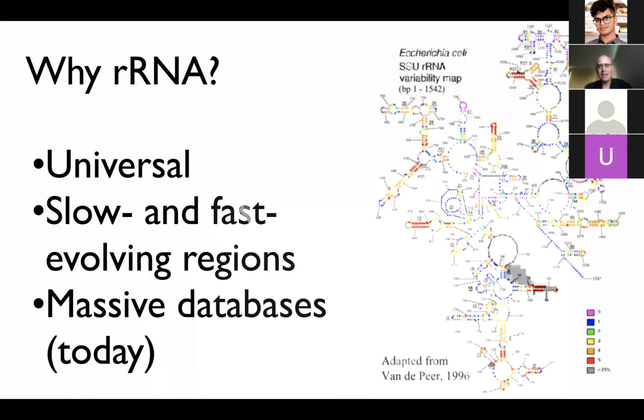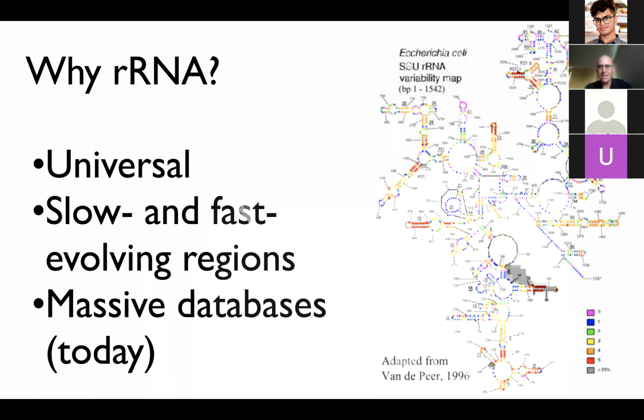And a lot of this is based on ribosomal RNA, which is useful because it's universal. It has slow and fast evolving regions that can be used to pull out the right parts of the molecule in the lab, and then identify the parts that are unique to particular kinds of taxa.